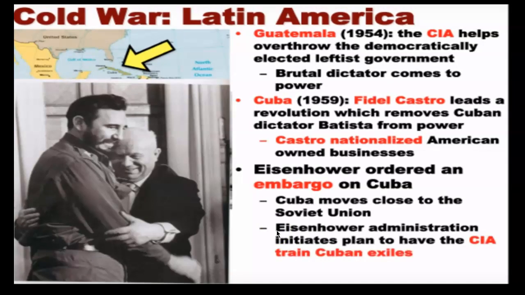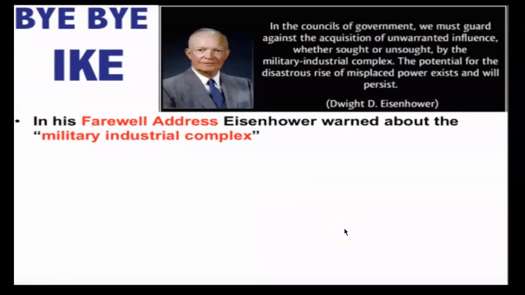Cuba would move and gravitate more closely towards the communist camp in the Soviet Union. And Eisenhower, in response, would then initiate a plan to have CIA exiles be trained in the United States, in Louisiana and the southern part of the United States, to invade Cuba, to try and remove Castro from power.